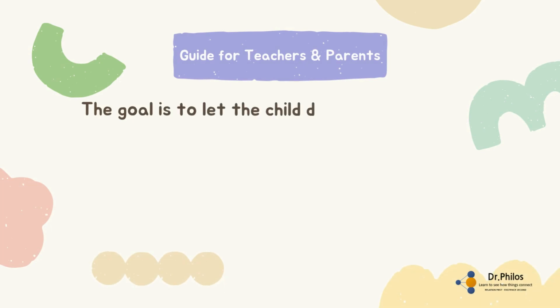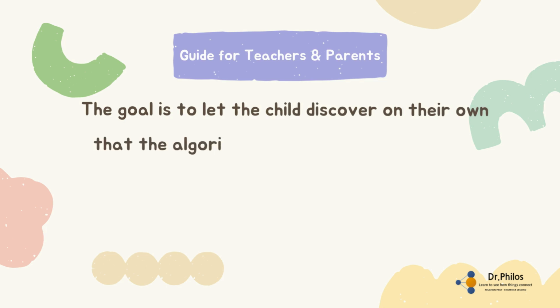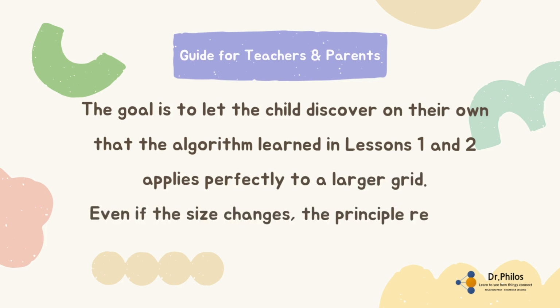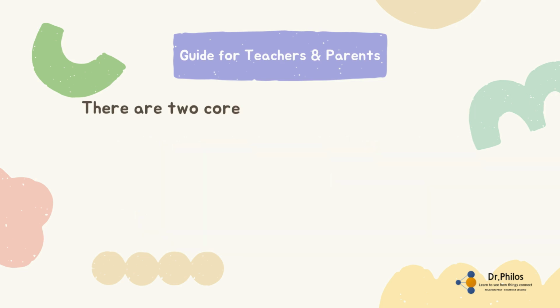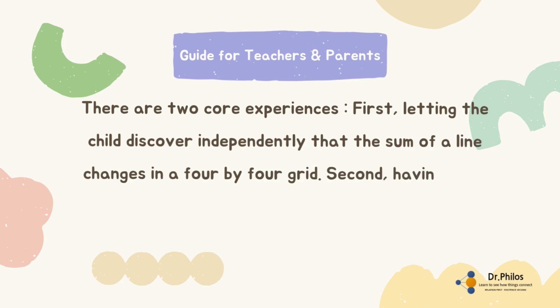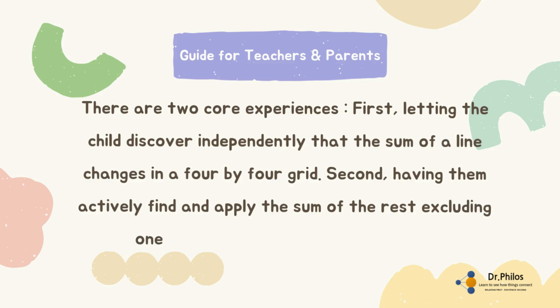The goal is to let the child discover on their own that the algorithm learned in lessons 1 and 2 applies perfectly to a larger grid. Even if the size changes, the principle remains the same. There are 2 core experiences. First, letting the child discover independently that the sum of a line changes in a 4x4 grid. Second, having them actively find and apply the sum of the rest excluding one box algorithm in a larger problem.